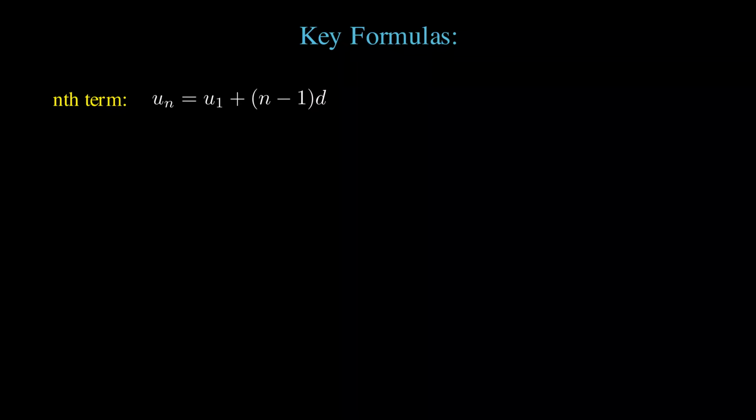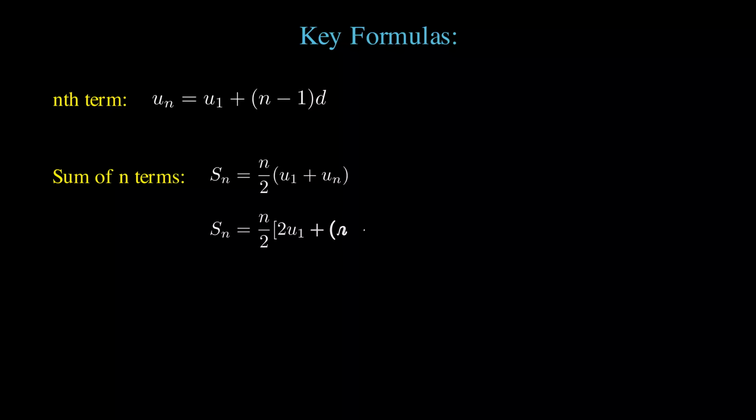Next, we have formulas for the sum of n terms. There are two versions, both work perfectly. S_n equals n over 2 times (u_1 plus u_n), or S_n equals n over 2 times (2u_1 plus (n minus 1)d). Both formulas work, just choose whichever is easier.